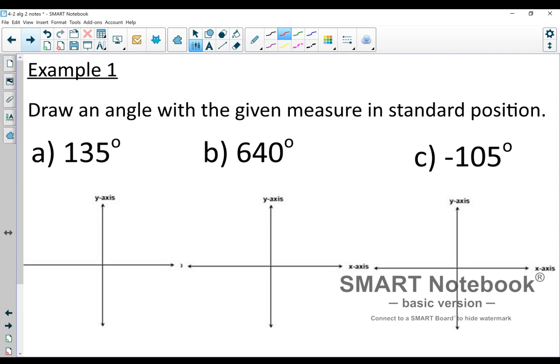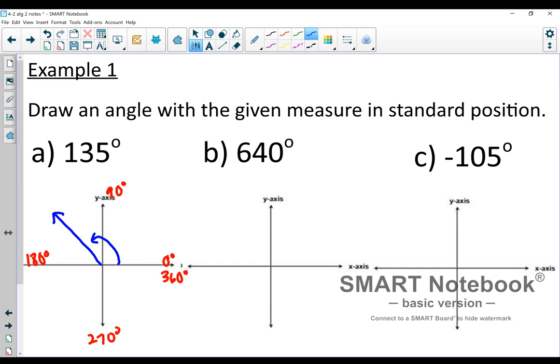So if we want to draw 135 degrees, let's think about how 0 degrees is right here. 90 would be right here. This is going to be 180. All the way around is 360, and then this negative y-axis would be 270. So if I am going to draw 135 degrees, 135 is between 90 and 180. So my angle is going to start here and go around and stop. And then I'll just draw that terminal ray.